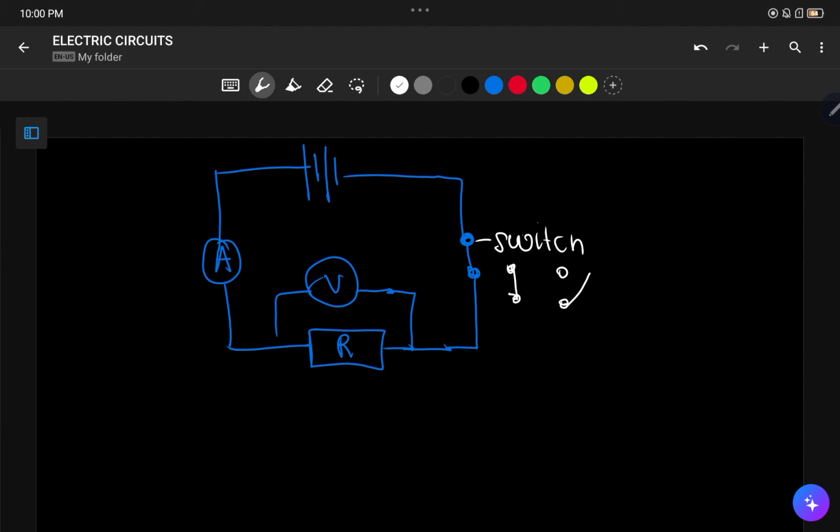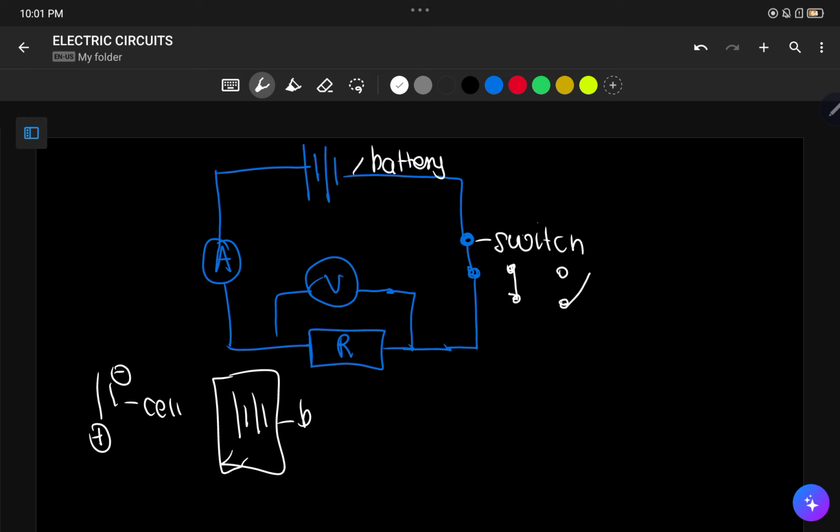The second component, which is a very crucial component in terms of electric circuits, is what we refer to as a battery. However, before you can have a battery, you have what we refer to as cells. You can have this illustration where the shortest line is the negative terminal of the cell, and the longest line is the positive terminal. This is referred to as a cell. But if you have multiple of these, you have what is referred to as a battery. Multiple cells form a battery.